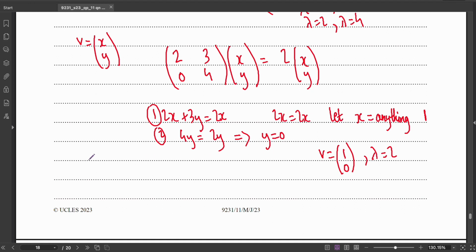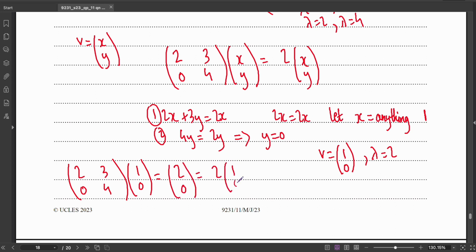Now, let's check if this is correct. So I should have 2, 3, 0, 4 times 1, 0. That should give me 2, and then that should give me 0. And that is indeed 2 times 1, 0. So that is equal to 2 times the eigenvector. So we're good. So this does work.